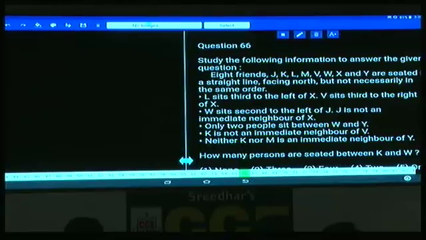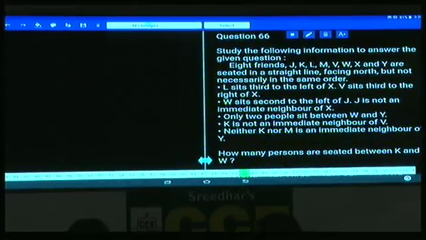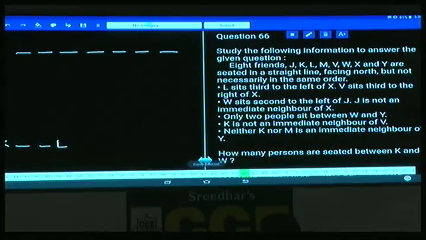X and Y are among the 8 persons seated in a straight line facing towards north. It is clearly specified that all the persons are facing north. Positions 1, 2, 3, 4, 5, 6, 7, 8. Then, not necessarily the immediate left-hand side of X, at least to the left-hand side of X.